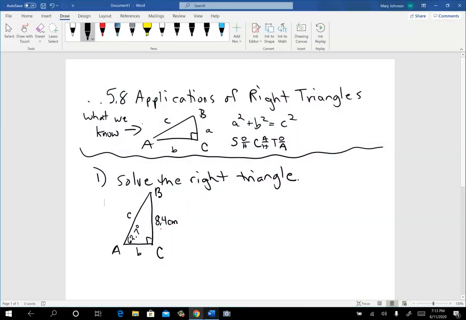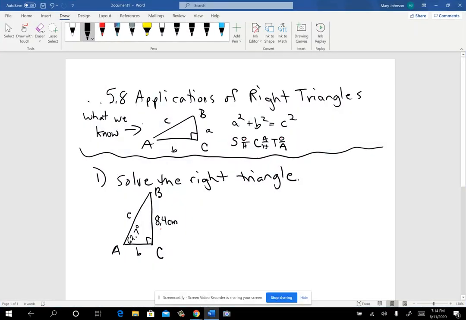Okay, in this video, we're going to work more with triangles. We've already done some work with triangles back in section 5.2. What we already know is that if you have a right triangle, the Pythagorean theorem holds true. You can square each of the shorter sides and add them up, and that equals the square of the long side.